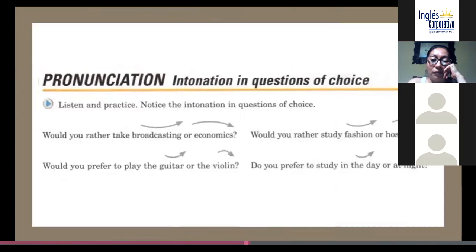Would you rather take broadcasting or economics? Would you rather study fashion or hospitality? Would you prefer to play the guitar or the violin? Do you prefer to study in the day or at night?